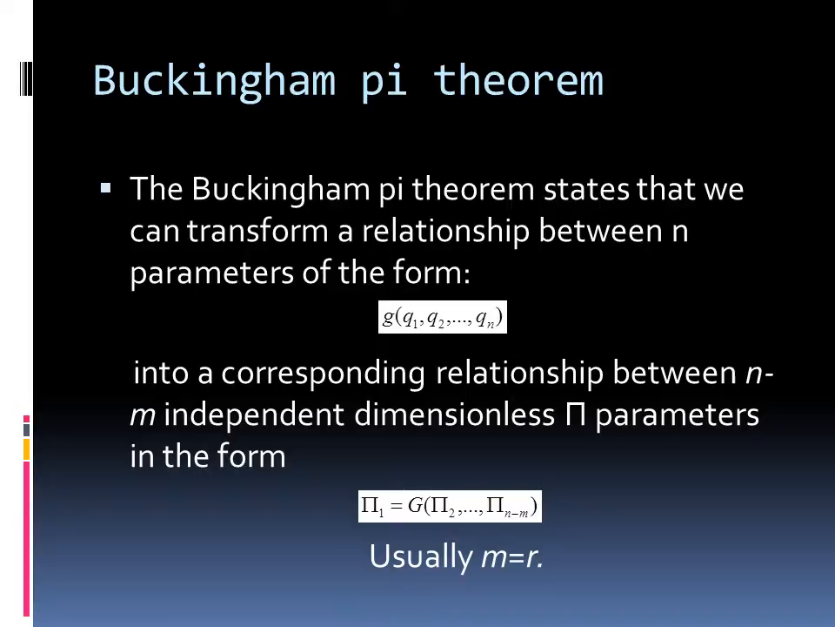The Buckingham Pi theorem states that we can transform a relationship between n parameters of the form that follows into a corresponding relationship between n minus m independent dimensionless parameters in the next form. Usually, m is equal to r, where r is the minimum number of independent dimensions, for example mass, length, or time, required to define the dimensions of all the parameters.